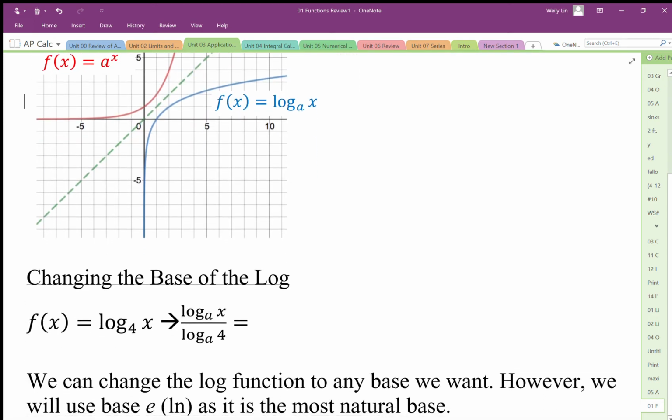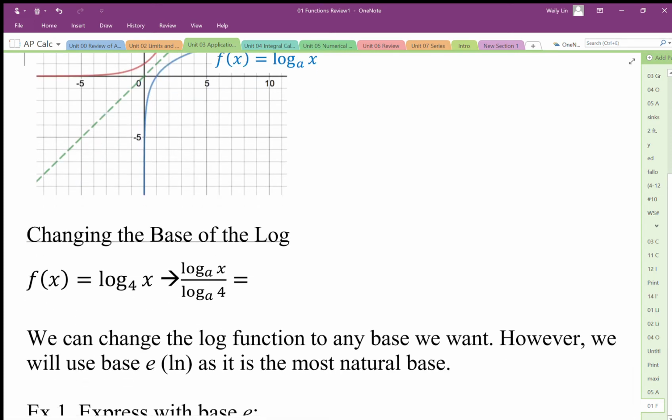So when we talk about log properties, one of the main properties that we're going to use is change of base. Okay, so this is our change of base formula. We can change this base 4 into any base we want. So we can just say base A.